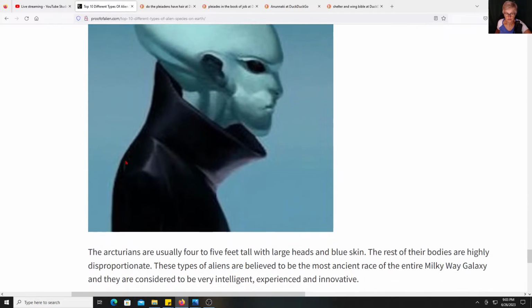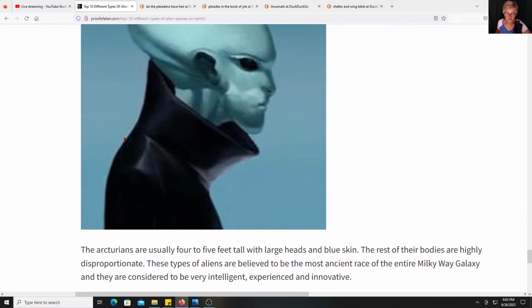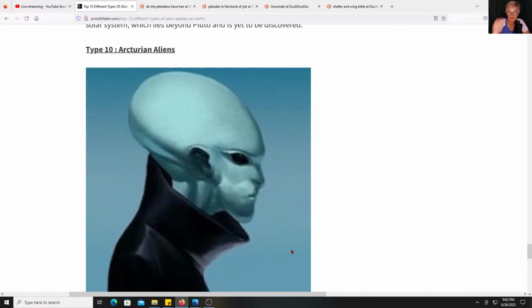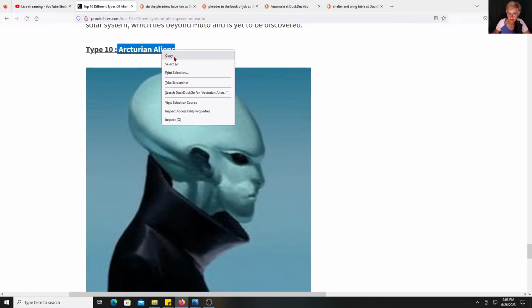Right there. The Arcturians are usually 4 to 5 feet tall with large heads and blue skin. The rest of their bodies are highly disproportionate. These type of aliens are believed to be the most ancient race of the entire Milky Way galaxy, and they are considered to be very intelligent, experienced, and innovative. The Arcturians. Now let's see if we can find if this is a good depiction of the Arcturian aliens.